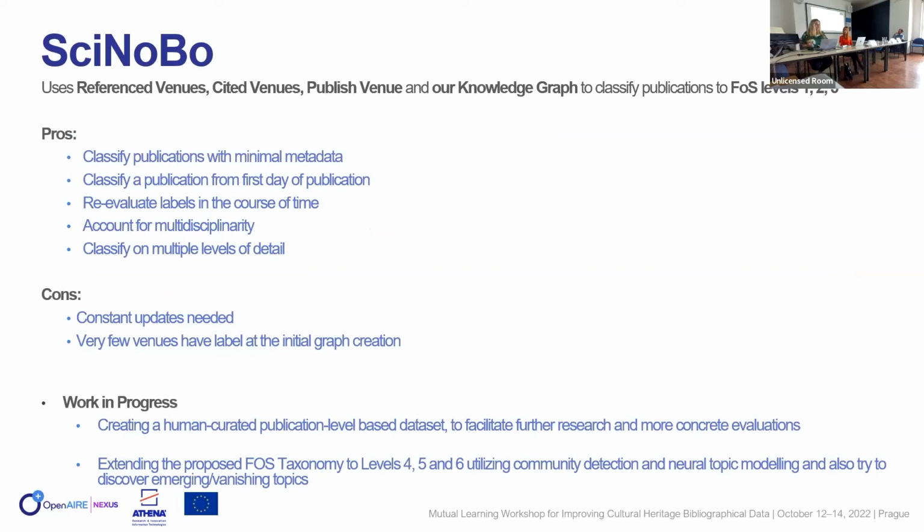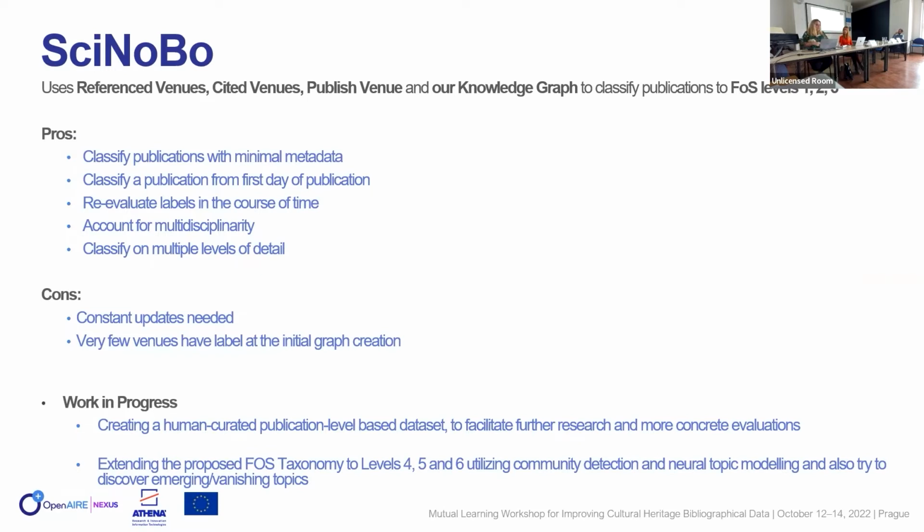So now what happens in the end? We have a knowledge graph that links venues to FOS levels, okay, 1, 2, and 3. So when we get a new publication, we use the referenced venues, the cited venues, and the publishing venue, and our knowledge graph to classify it into up to level 3 of FOS.